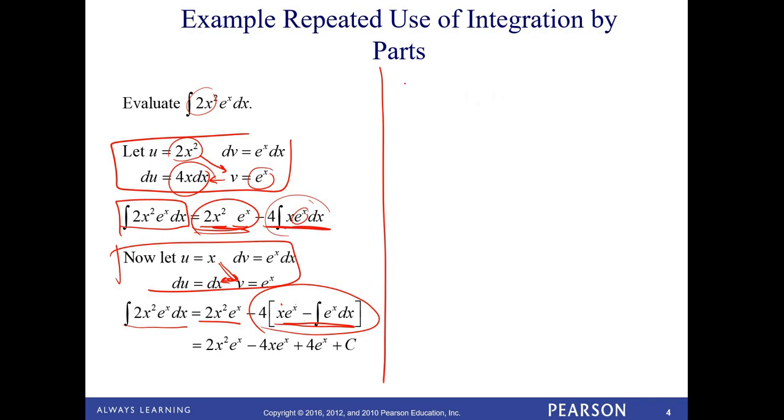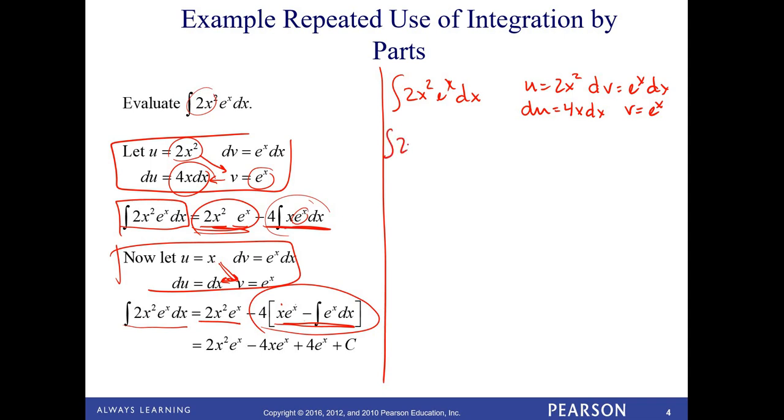Sorry about that, guys. Okay, the integral of 2x squared e to the x dx. I'm going to say let u equal 2x squared and dv equal e to the x dx. My du now is 4x dx, and my v is simply e to the x. So I'm going to take these parts and put them in under here.